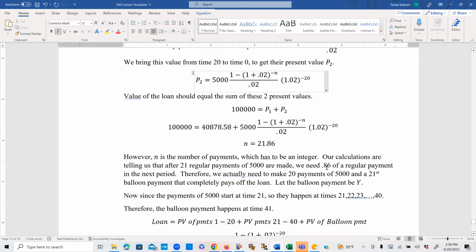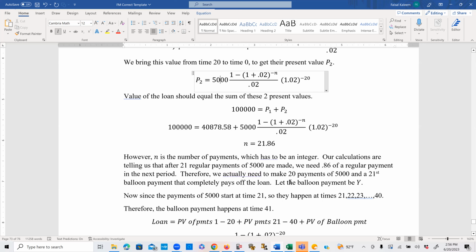So if we want a balloon payment, that means that instead of making 21 regular payments, we should only make 20 regular payments of 5,000, and then the 21st should be a bigger balloon payment where we lump everything that's needed to pay off the loan. Let the balloon payment be Y. So now the payments of 5,000 start at time 21 if we count in quarters.